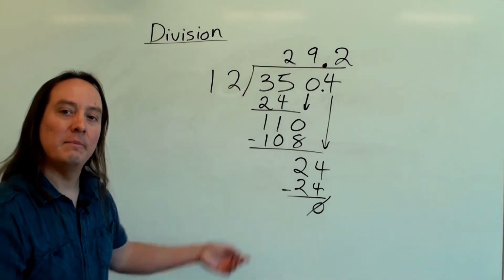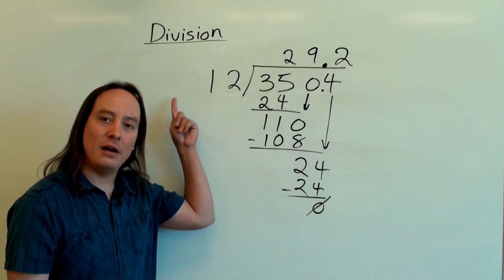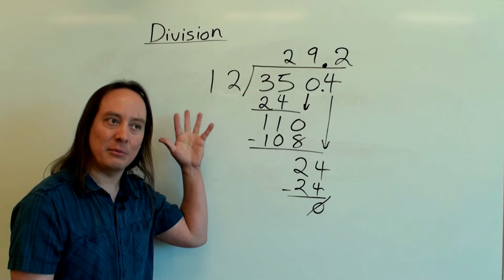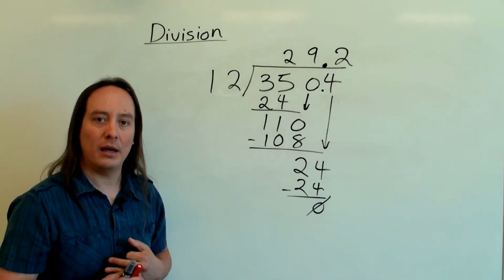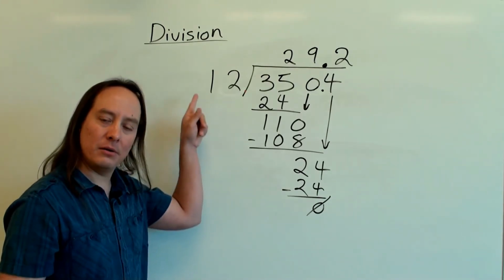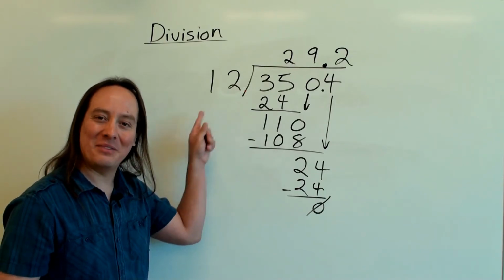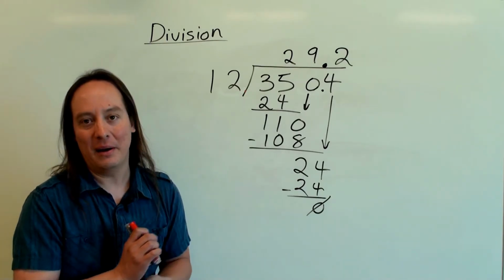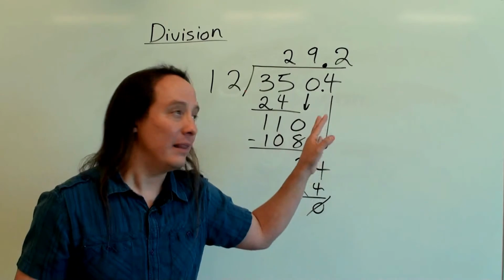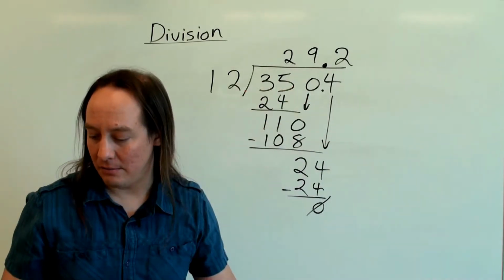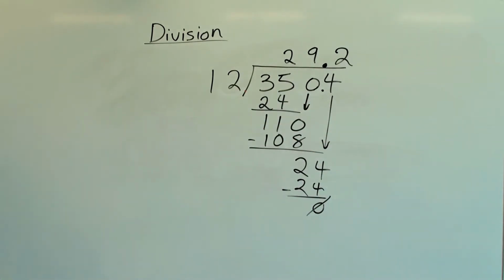So just keep in mind that if you have a decimal in the divisor, you have to change that decimal into a whole number, just by scooting that number over as many times as you need to make a whole number. And then do the same thing with the decimal that's inside here, inside the little house thing.